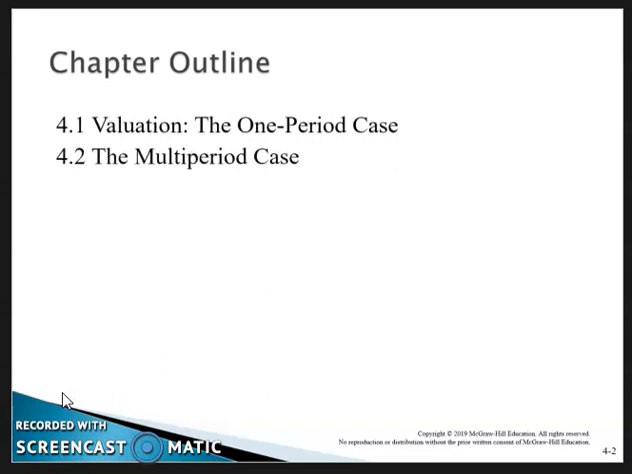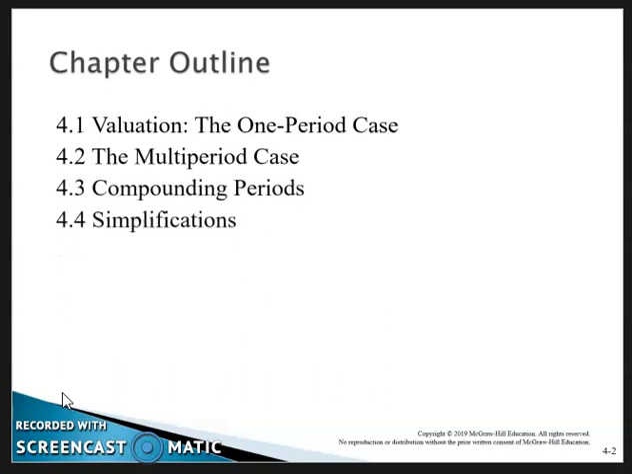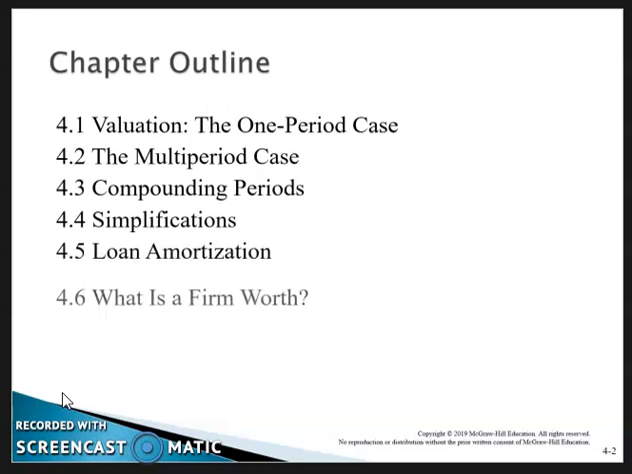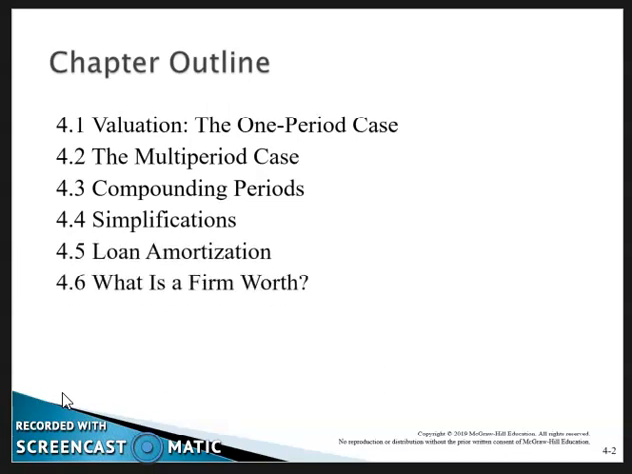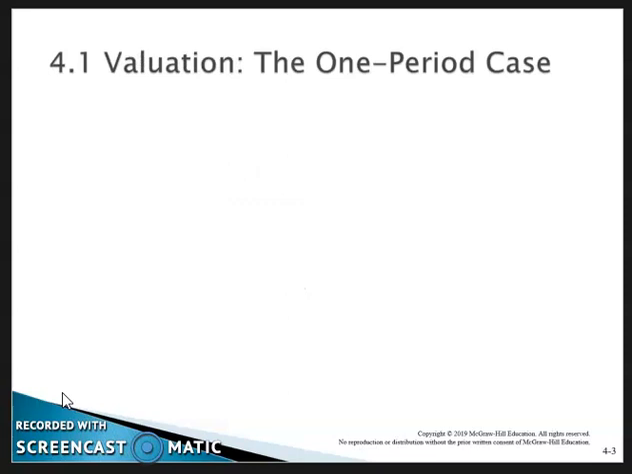So, chapter outline. First is valuation. Do a one period case, a multi-period case. Talk about compounding periods, simplifications, loan amortization, talk about the value of a firm. So, valuation, one period case.